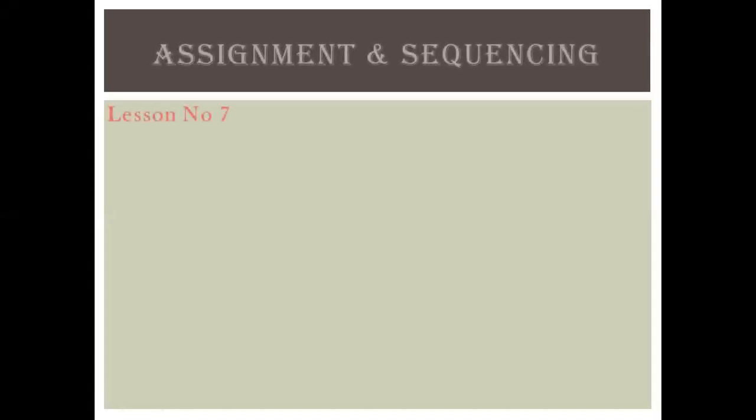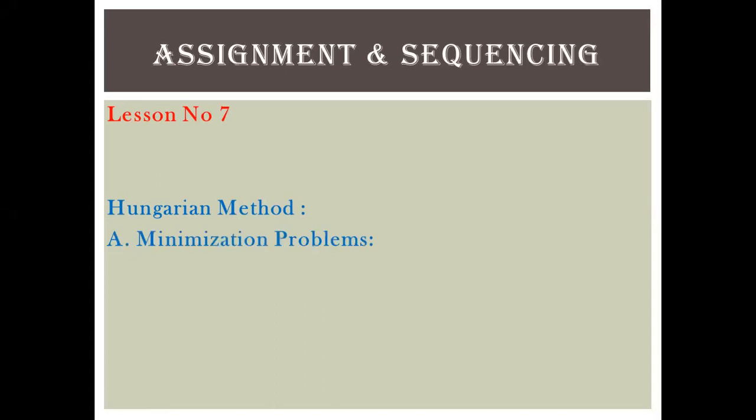So as you all know, we have already started with lesson number 7, assignment and sequencing. We are focusing on the topic assignment problems by Hungarian method. We are focusing right now on minimization problems, and out of that we have already finished the 3 types. That is number 1 balanced, second unbalanced, and the third restricted.